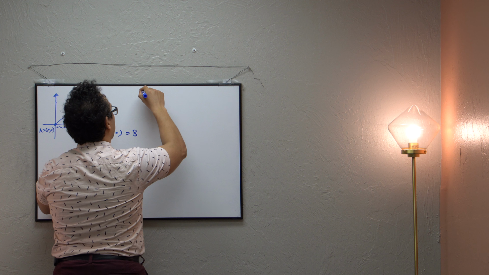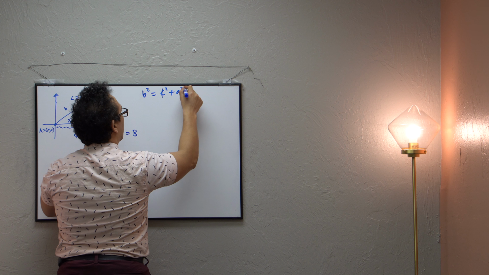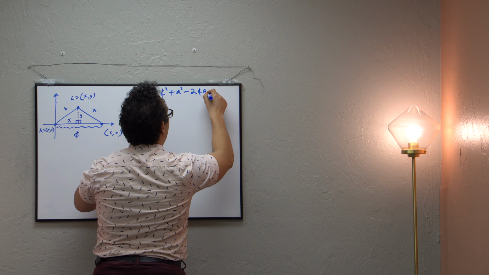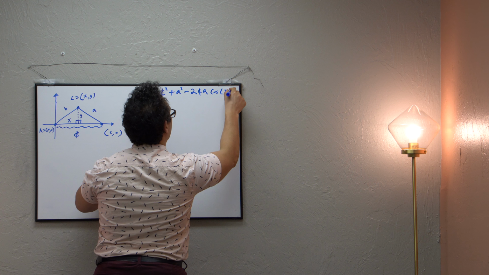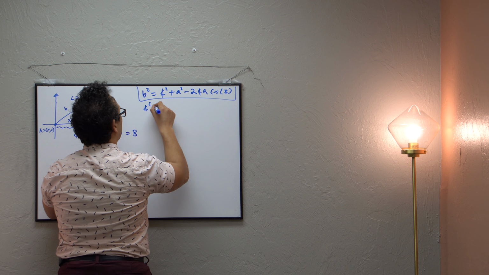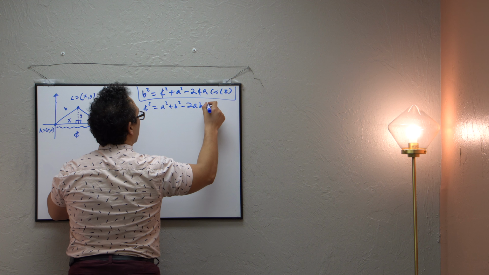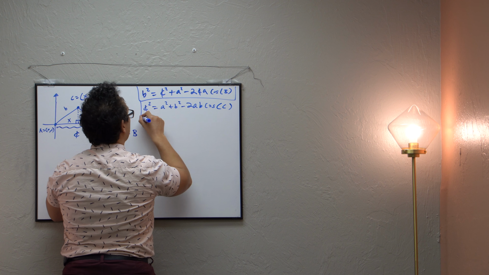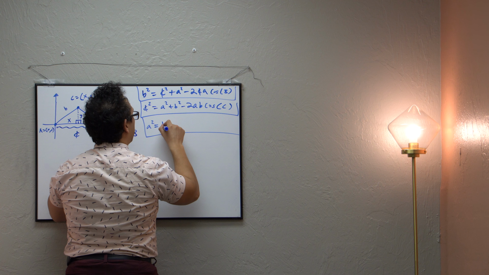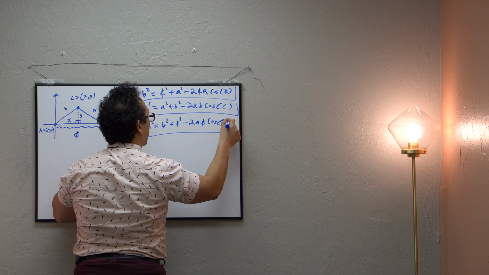Another one of them is that b squared is equal to little c squared plus little a squared minus 2 little c little a cosine of capital B. So this is another one, and this is another one. Little c squared is equal to little a squared plus little b squared minus 2ab cosine of capital C. This is another one. And the one that we just derived is a squared is equal to b squared plus little c squared minus 2a little c cosine of capital C.